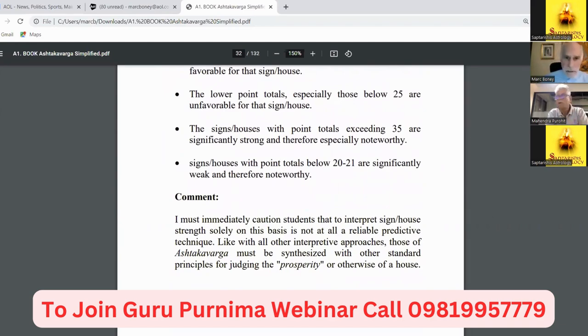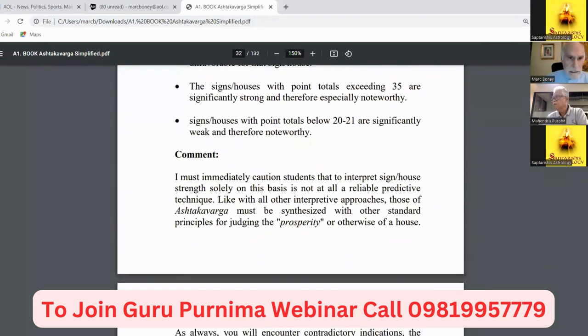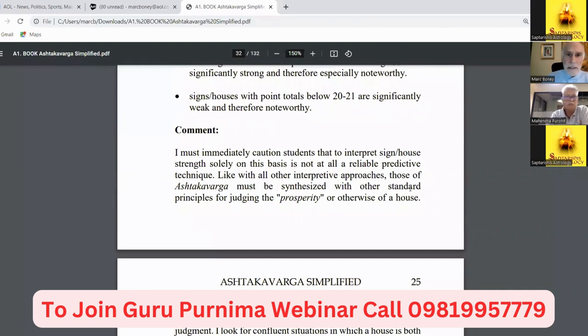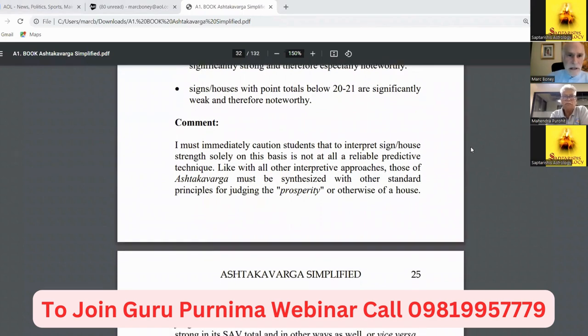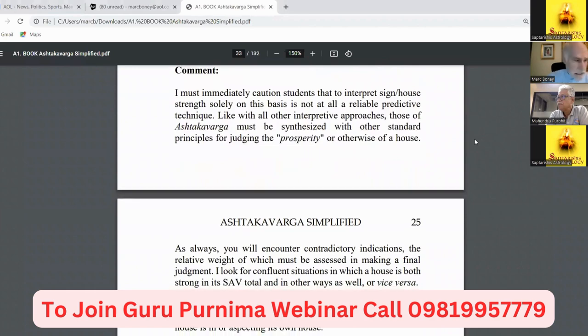And houses whose totals exceed 35 are significantly strong and therefore are especially noteworthy. Signs and houses with point totals below 20 to 21 are significantly weak, and therefore they're also noteworthy. I want to immediately caution students, you can't just judge the strength of a house based on the Ashtakavarga totals. If you did that, you'd go wrong.